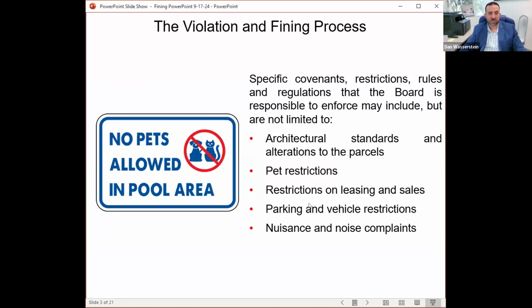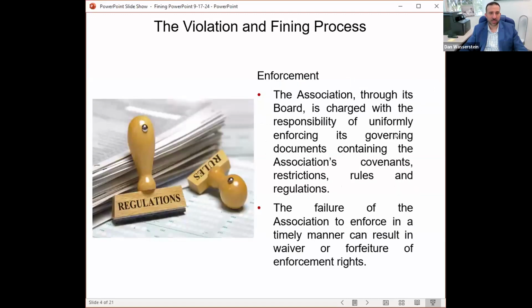And then finally, nuisance and noise complaints. Obviously, that's more along the lines of where you have neighbors who are just not being respectful of the community, and you need to take some action. So those are just some of the most common examples of enforcement issues you may have, restrictions that you need to make sure people are abiding by in your community.